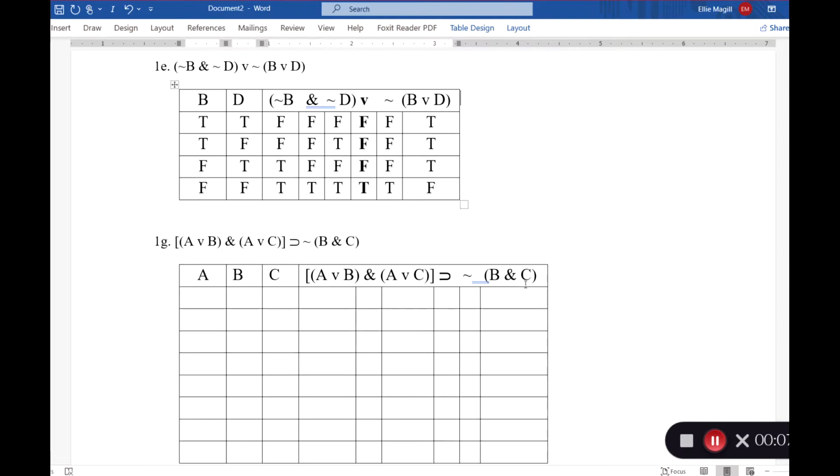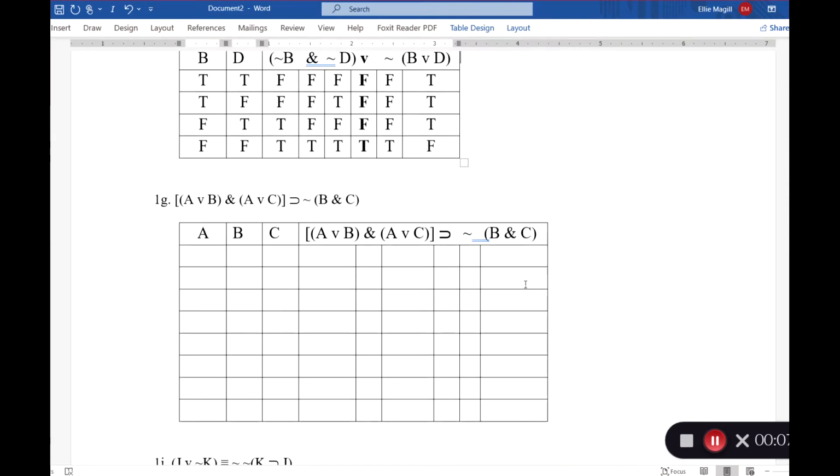So now let's do 1G. 1G has 3 atomic sentences, A, B, and C. So we've got to do an 8-row truth table, which I showed you how to do in the 3.1 video. I'm sure you were hoping to avoid it forever, but here we go. As I showed you then, to set it up, in the first column, we're going to take the number of rows, which is 8, and divide it in half and do the first half true and the second half false. So that's 4 trues in a row, and then 4 falses in a row.